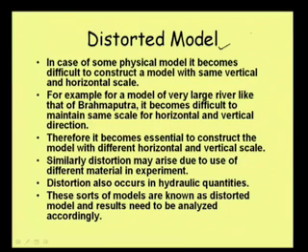Let us see what problems we may have and how we can overcome them in a distorted model. In the case of a physical model, it becomes difficult to construct a model with the same vertical and horizontal scale in some of the cases, not in all. For example, for a very large river like the Brahmaputra, it becomes difficult to maintain the same horizontal and vertical scale. Therefore, it becomes essential to construct the model with different horizontal and vertical scales.